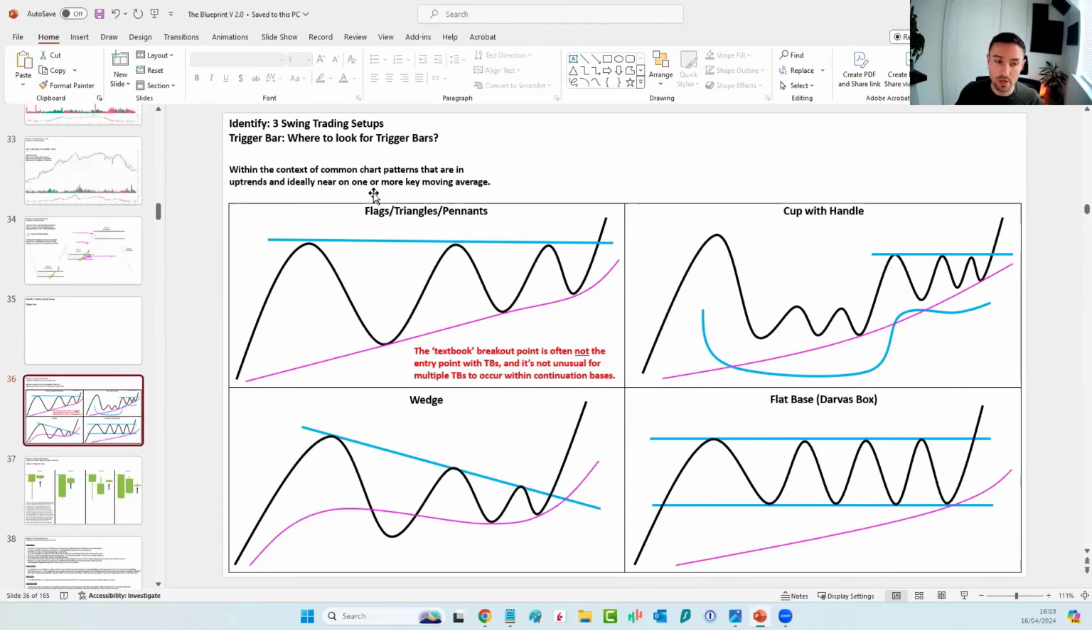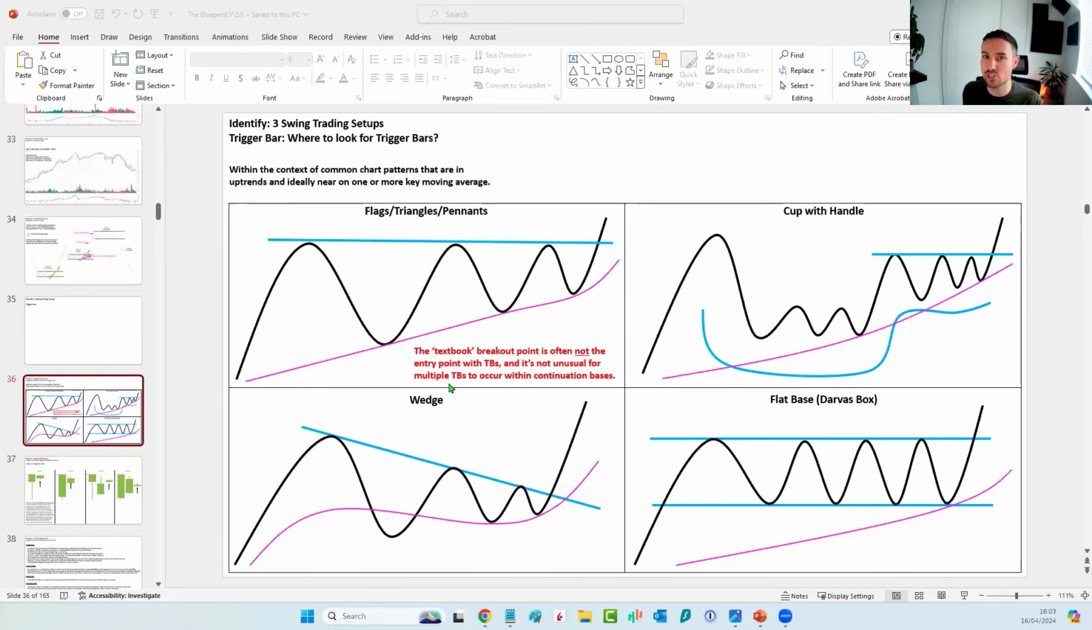That'll be more so on a bigger base. The common chart patterns you are going to see have a lot of fancy names, but the way I think about them is flags, triangles, pennants, cup with handles, wedges, and a flat base, also known as a Darvas box. What you will note, though, is the textbook breakout point is often not the entry point with trigger bars. I'll say that again: the textbook breakout point is often not the entry point with trigger bars, and it's not unusual for multiple trigger bars to occur within continuation type bases.